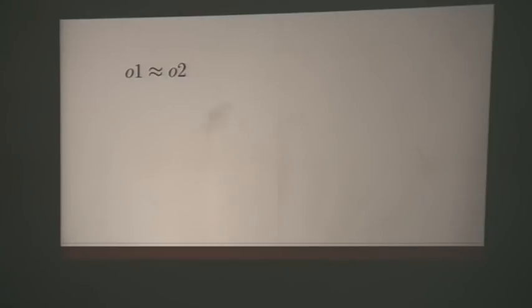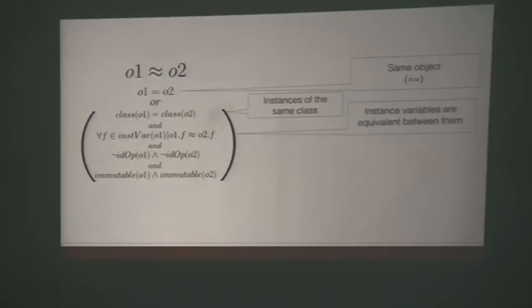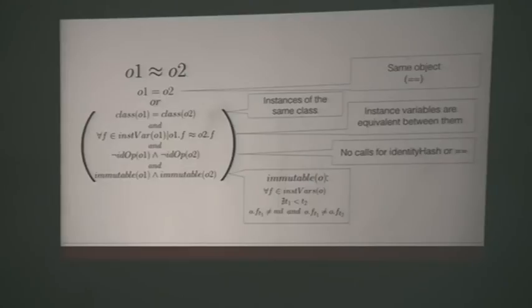So, two objects are equivalent if, well, first, if they are the same object, they are equivalent. No more words. But if they are not the same object, they have to be instances of the same class. They have to have equivalent instance variables. We don't require them to be the same, but at least equivalent. And no identity operation calls to them. So we can't ask the virtual machine to do us the favor of distinguishing between them. And also, they have to be immutable.